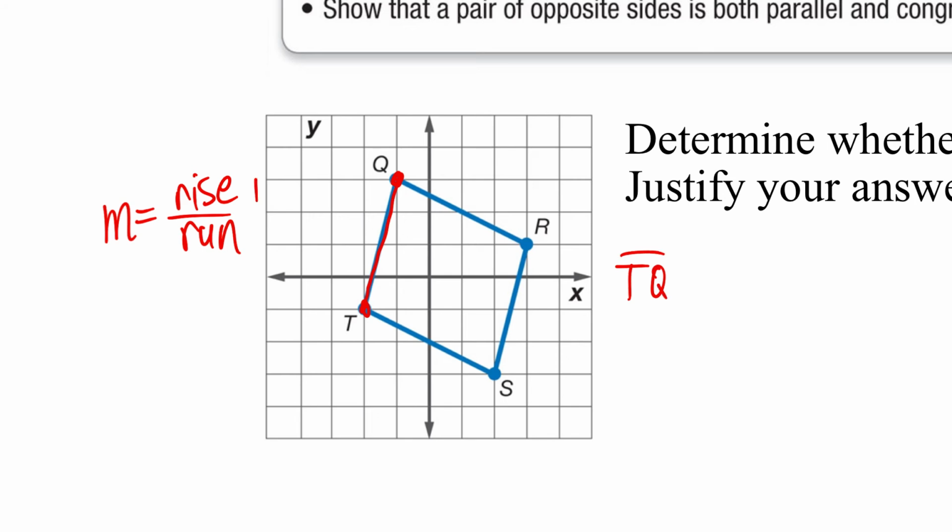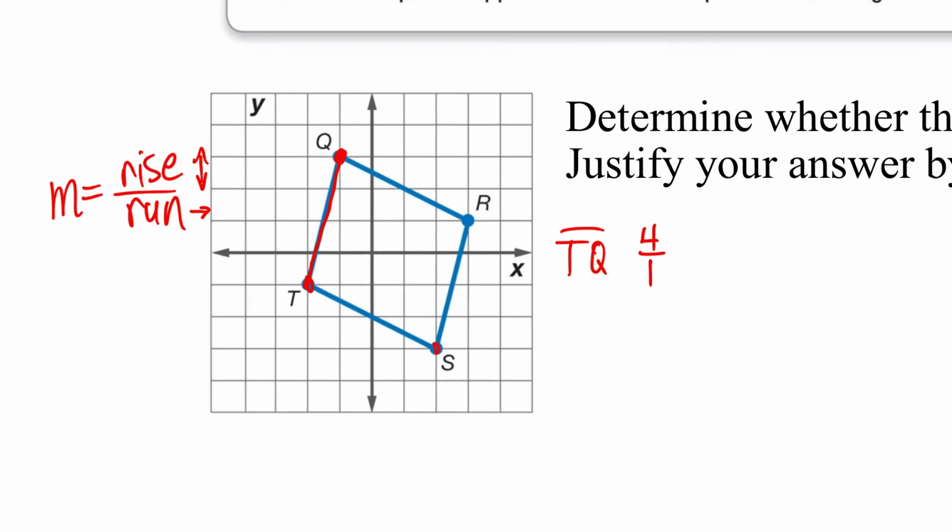So rise over run. The top number is the up-down movement. The bottom number is the run, the movement to the right. So from T to Q, first of all, how far up do we go? Up 4 units. So 4 is the rise. What's the run? How far do we go? 1. So the slope of TQ is 4 over 1.